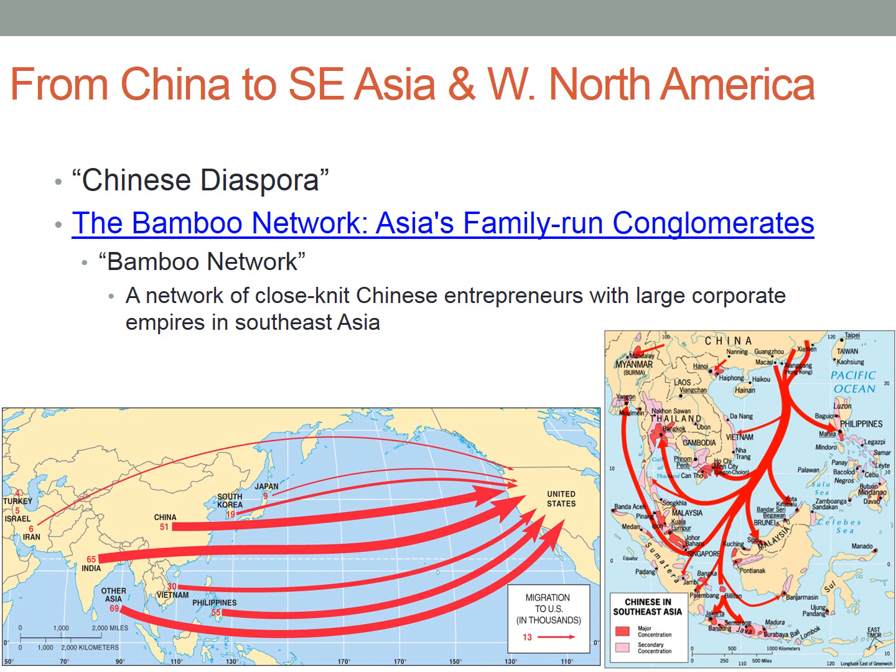So I included a link there talking about what the Bamboo Network is, but essentially it was this idea that we had close-knit Chinese families and entrepreneurs that had large economic ties throughout mainly Southeast Asia, but also Western North America. And so to see the impact of this today, we actually see that many people of Chinese ancestry constitute large populations in parts of Southeast Asia.